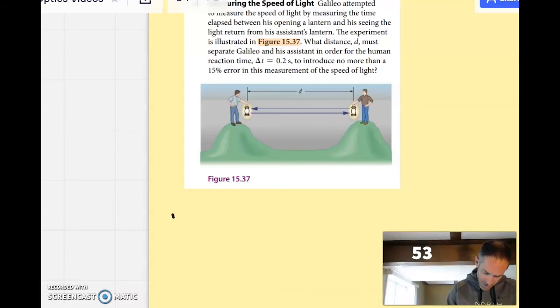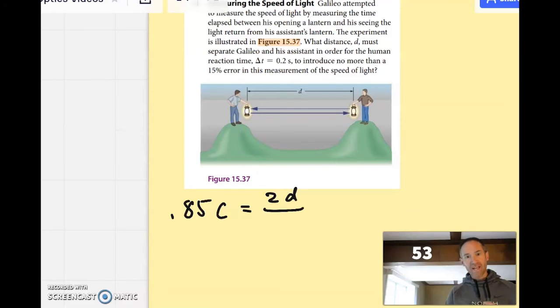And so we're going to say we're looking for 85% of the speed of light, 85% of 3 times 10 to the 8th. And that's going to be the distance that it travels, 2 times the distance between the observers. That D is the answer. And divided by the total time. Now, the time is going to be the time that it takes to actually do the traveling plus the reaction time, because the reaction time is going to add on a little bit of extra time there.